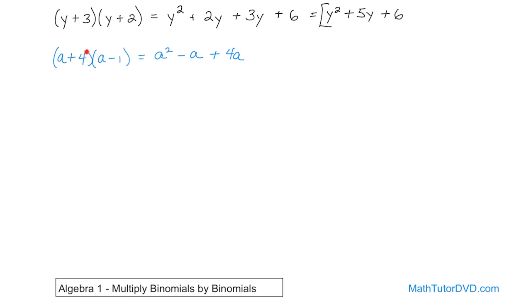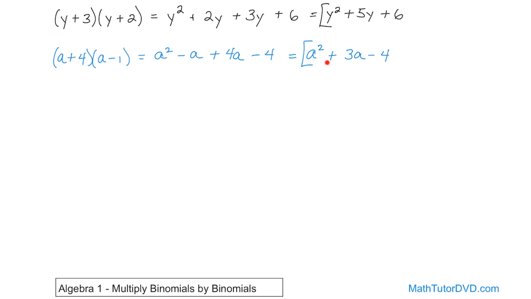And then 4 times the negative 1, don't forget there's a negative 1 there, gives you negative 4. And then we look to collect like terms. The only like terms we have are these two, negative a and 4a. So it's like negative 1 plus 4, which is the same as 4 minus 1. So it's going to be a squared plus 3a minus 4. A squared plus 3a minus 4, that's the final answer.